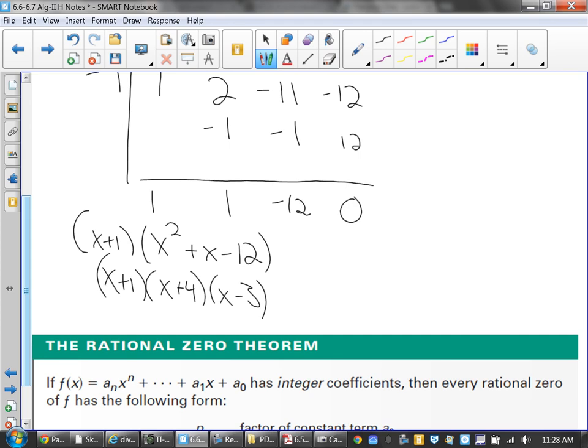A lot of times, if you just remember that it drops a degree, you're going to get something that's factorable. Synthetic division is the shortcut way to start factoring. It's the easiest, most efficient way to do it.